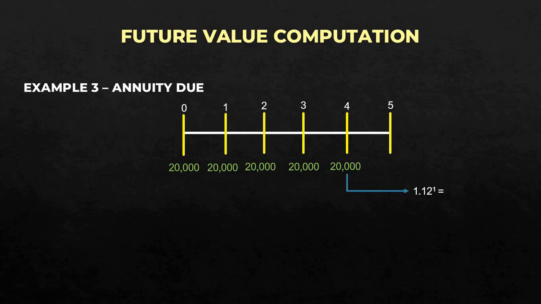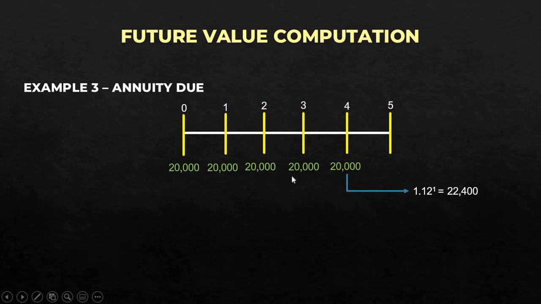1.12 raised to positive 1. So, bakit positive 1? Kasi yung number of compounding period na dadaanan niya para makakarating siya ng end ng term natin is only 1. So, isa na lang ang compounding period na dadaanan niya, kaya ito ay positive 1. So, kapag minultiply natin itong 20,000 pesos times 1.12 raised to positive 1, that is 22,400.